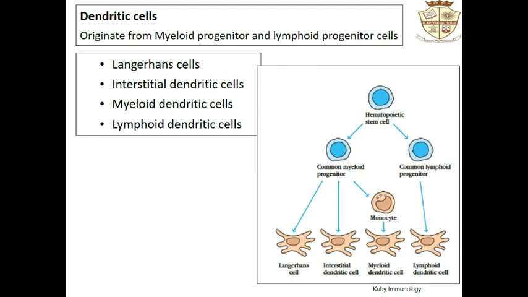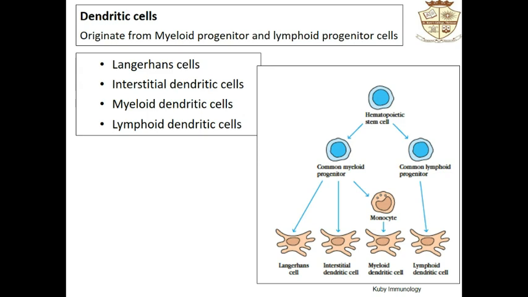Now, the dendritic cells. They originate from myeloid progenitor cells and also from lymphoid progenitor cells. The dendritic cell is named so because it is covered with long membranous extensions that resemble the dendrites of nerve cells. Four types of dendritic cells are known. They are Langerhans cells, interstitial dendritic cells, myeloid dendritic cells and lymphoid dendritic cells.